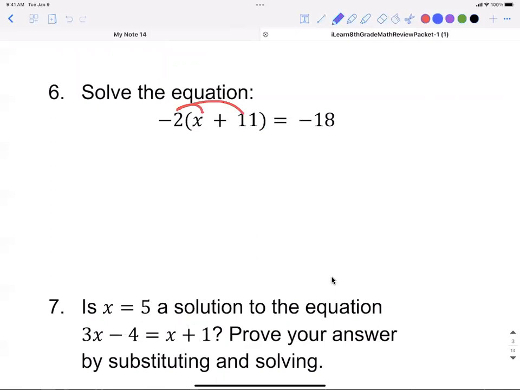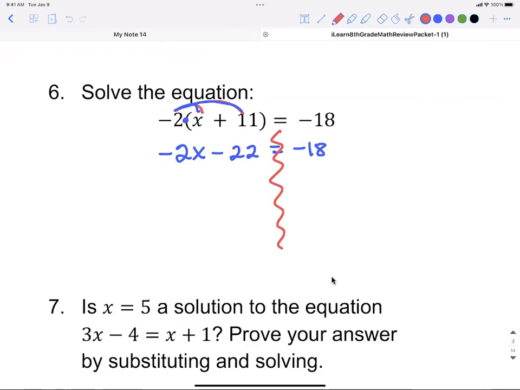So when I distribute that -2 to the x, I get -2x. Distribution means multiplication. When I multiply the -2 times 11, I get -22 equals -18. Nothing to combine together, right? I can't combine x and 22 because one has an x and one doesn't. So I'm going to get my wall there.